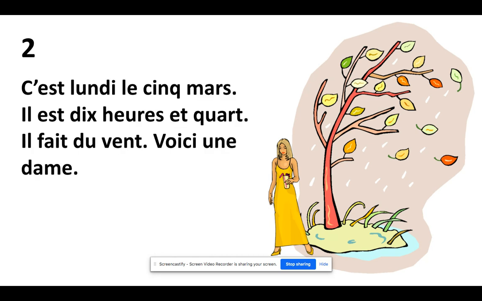Okay. C'est lundi le 5 mars, il est 10h15, il fait du vent, voici une dame. Now you can press pause and compare what I have up here on the screen with what you have. See the mistakes you're making, see what you need to do to fix them. You can go back and do this one again, or you can move on to the next one.